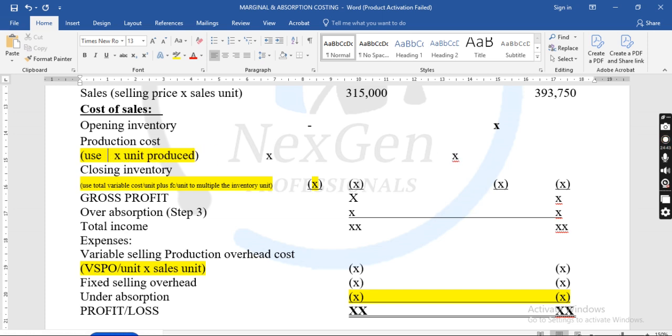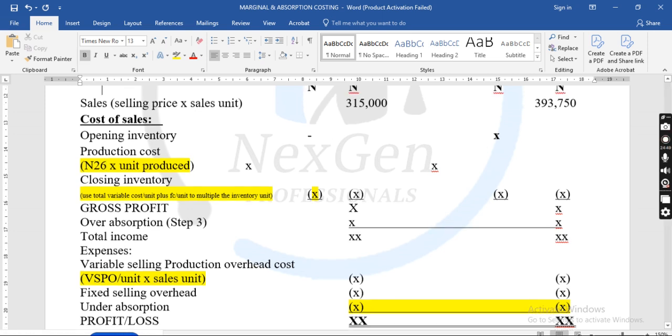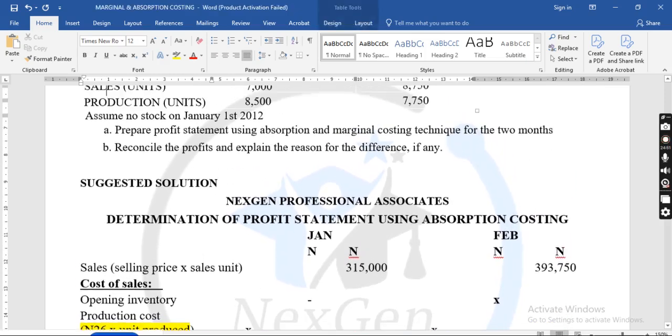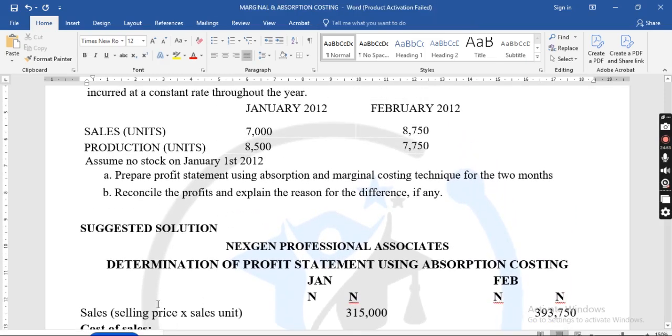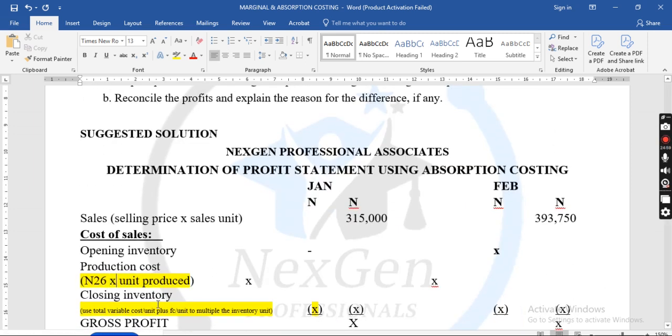You can do these workings outside, 26 naira times the units produced. What is the unit produced in January? 8,500, right? 8,500. Okay. If that is established, we can have 8,500 units, right?